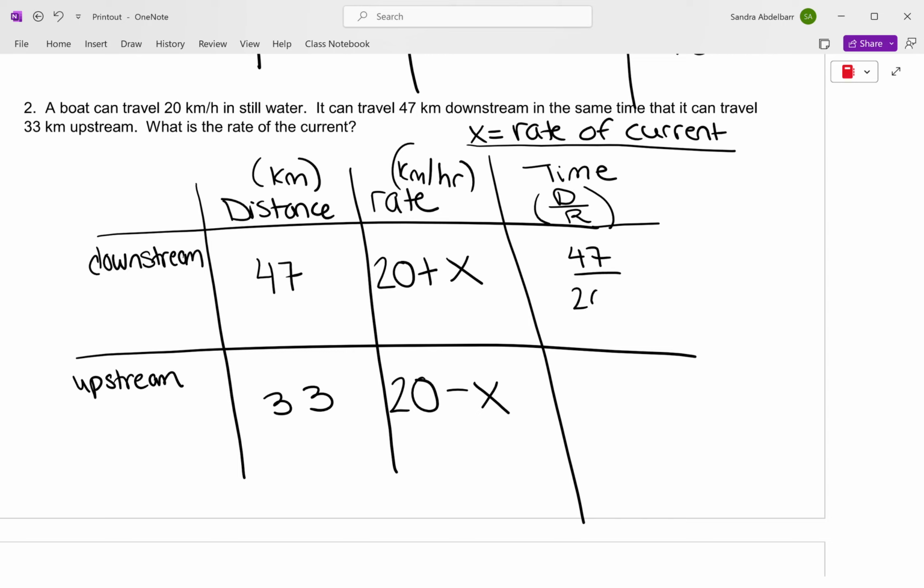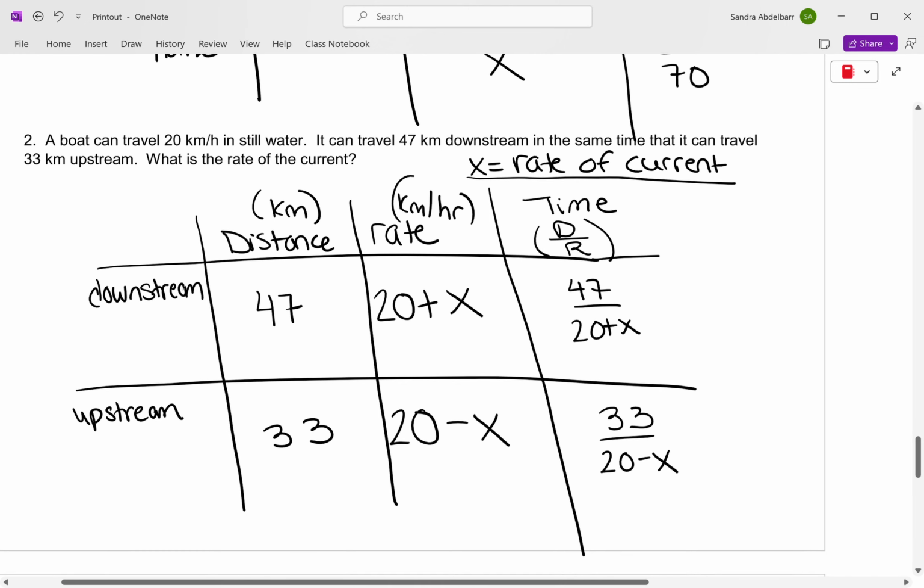Okay. So now let's talk about the time. What do we know about the time? We know the time is going to be the distance over the rate. So here we're going to have 47 over 20 plus x, and here 33 over 20 minus x. Why is the time column important?